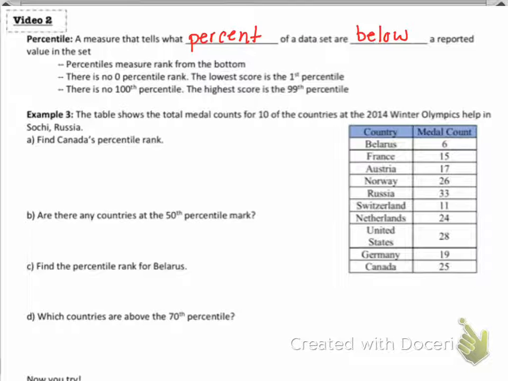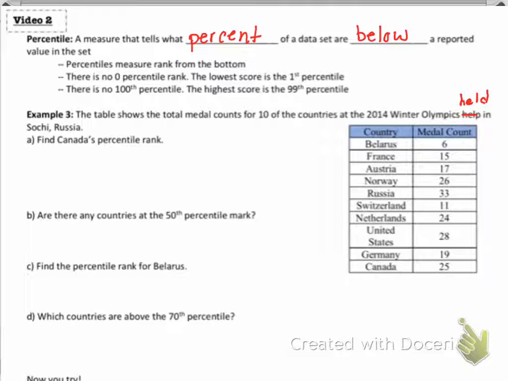So let's look at our first example here. It says the table shows the total medal counts for 10 of the countries at the 2014 Winter Olympics held in Russia. There's a typo in my copy, I changed it. So we want to find Canada's percentile rank.